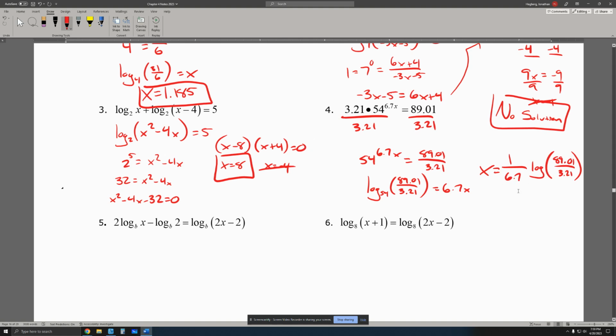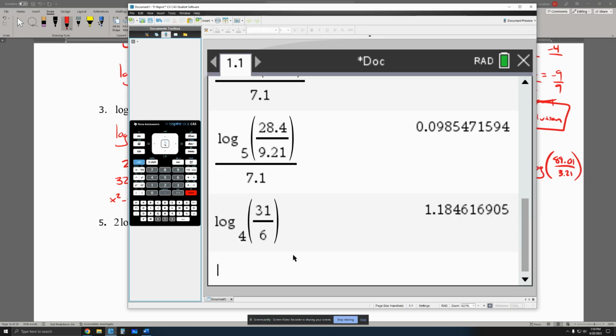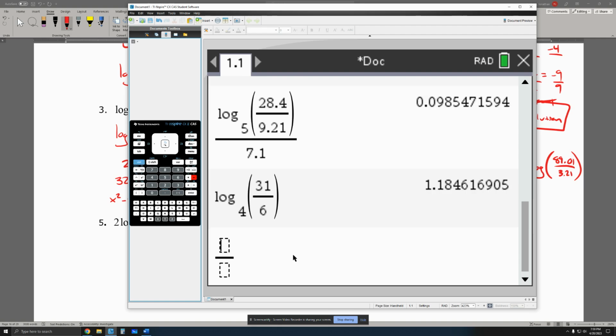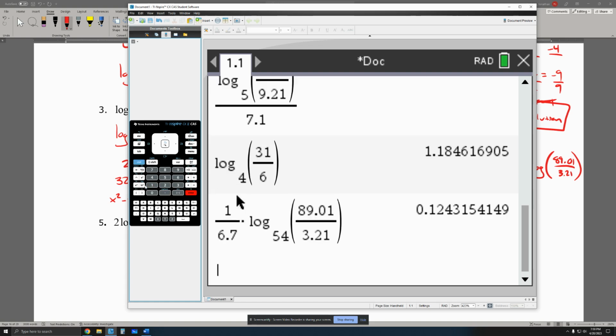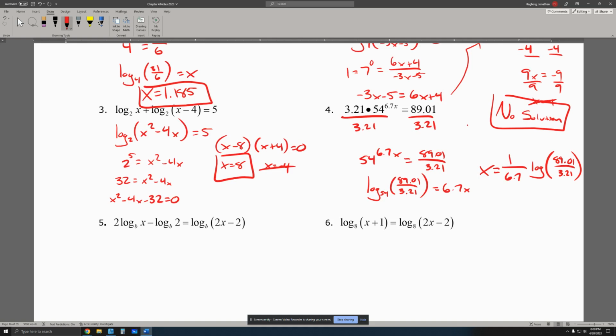You could put this whole thing over 6.7. I'm just showing you another form of what this might look like. Go ahead and plug this in your calculator, get a decimal approximation. And so we have 1 over 6.7, and then times the log base 54 of 89.01 over 3.21. Control enter, 0.124 looks like. X equals 0.124. This is an exponential equation, so domains are all real numbers. That's the solution.